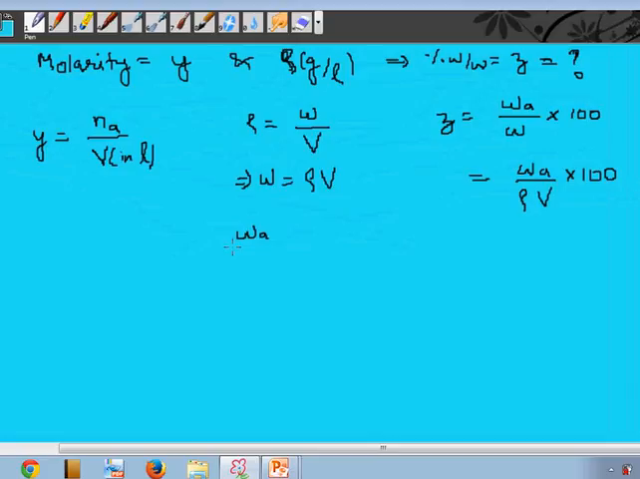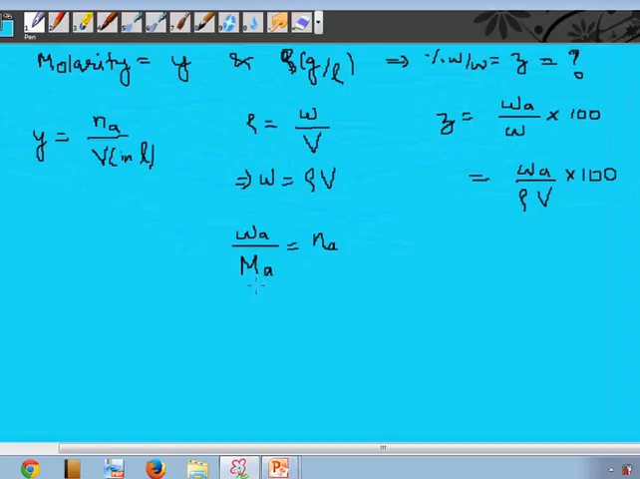Alright, so what is the relation between Na and Wa? Wa divided by gram molar mass of solute is equal to Na. Okay, you remember the formula? Moles of any substance is given mass divided by gram molar mass. So moles of solute, that is moles of A, is equal to mass of A divided by molar mass of A. So here capital Ma is gram molar mass of A, that is molecular mass of solute.